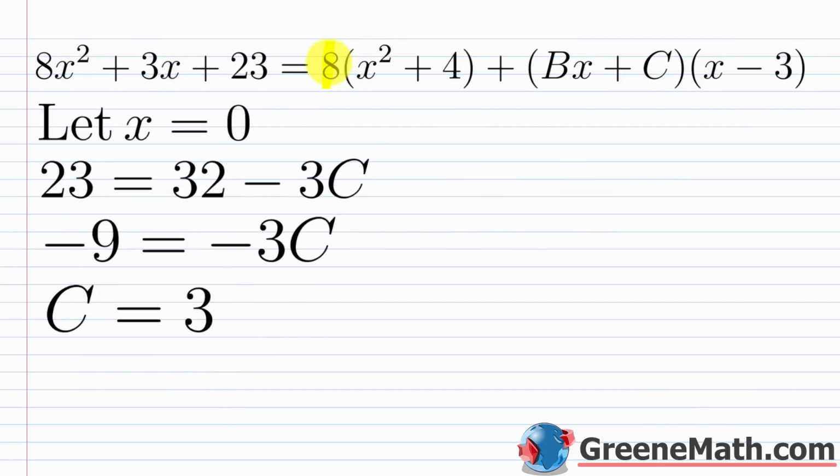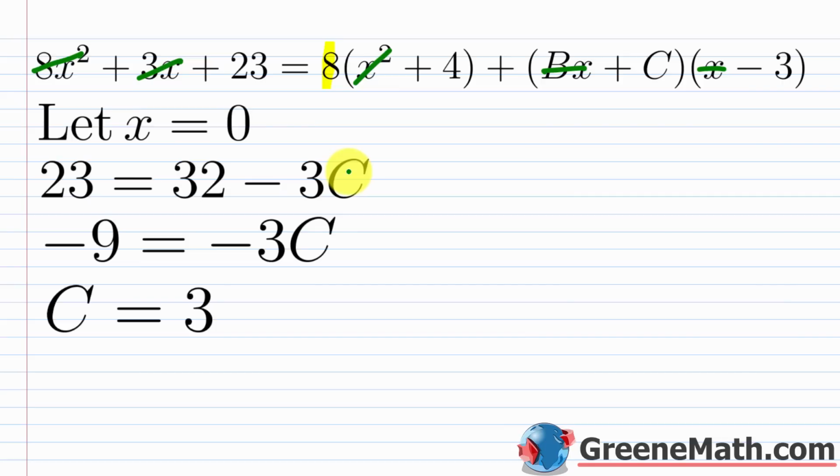Okay, we're going to replace the a with 8 there, and then we're going to continue. Again, another strategic substitution. So we're going to let x be equal to 0. So everywhere there's an x, just mark that guy out. So this is gone, this is gone, this is gone, this is gone, and this is gone. So on the left side, you just have 23, and that equals, on the right side, you'd have 8 times 4, that's 32. And then over here, c times -3 is -3c. So you would have 23 is equal to 32 minus 3c.